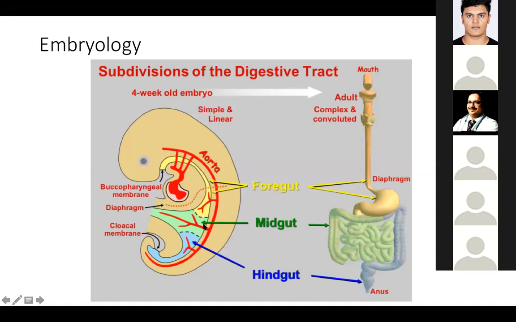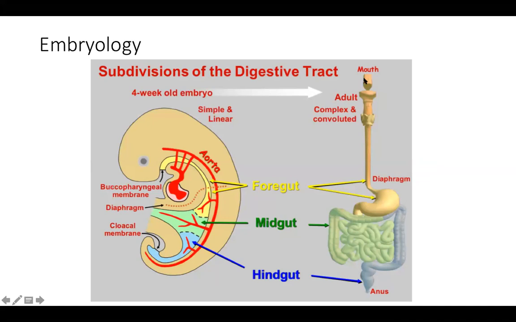So the foregut is supplied by the celiac artery, the midgut is supplied by the superior mesenteric, and the hindgut by the inferior mesenteric. Now, this is important because this particular blood supply persists throughout development, and in the adult system also. So the foregut, from the buccopharyngeal fascia right down to the papilla of Vater, is supplied primarily by the celiac trunk.